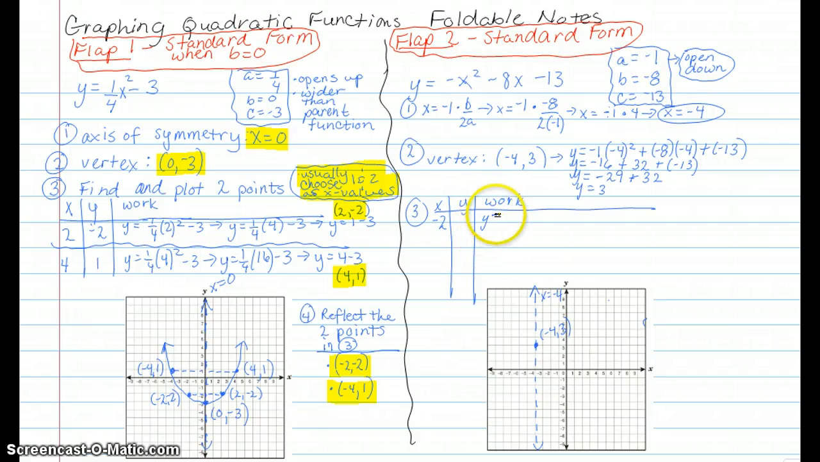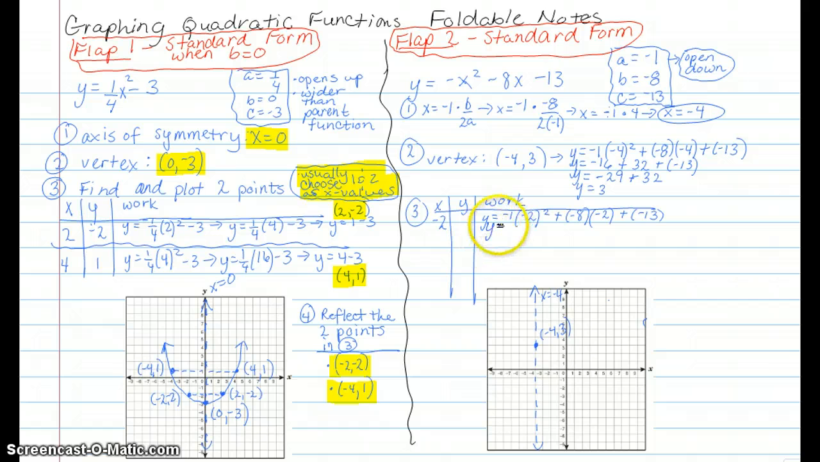So it will be y equals, and we go into this equation up here, negative 1 times negative 2 squared. Notice I changed that negative to a negative 1. I'm going to use the additive inverse again. Subtraction changes to addition, plus negative 8 times negative 2, and then plus a negative 13. This is where knowing the additive inverse really helps you to not make math errors.